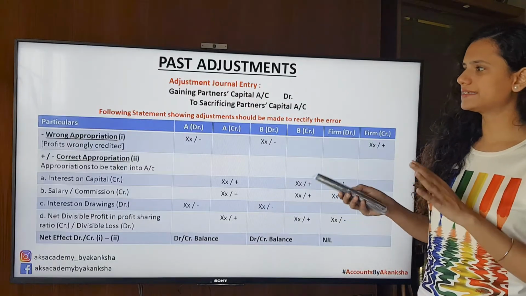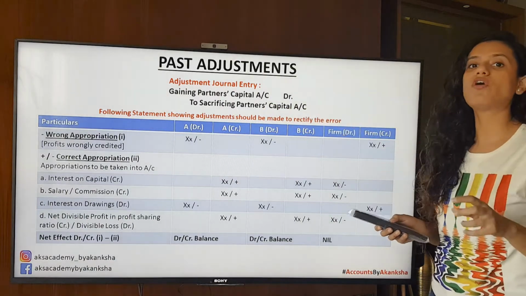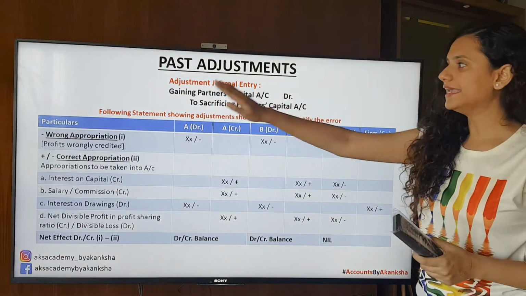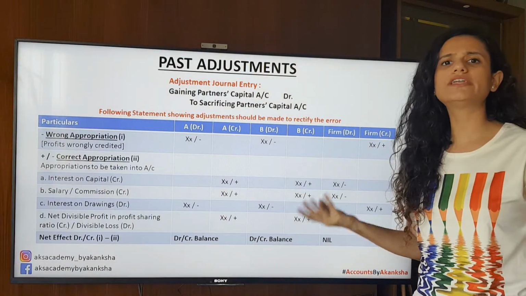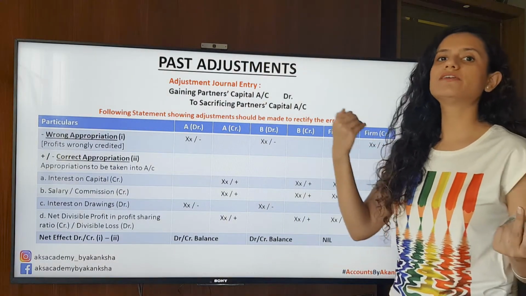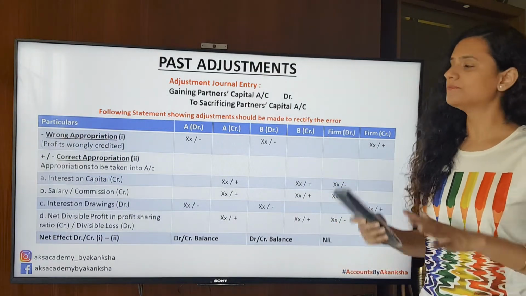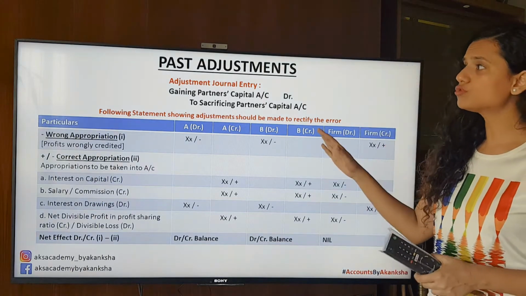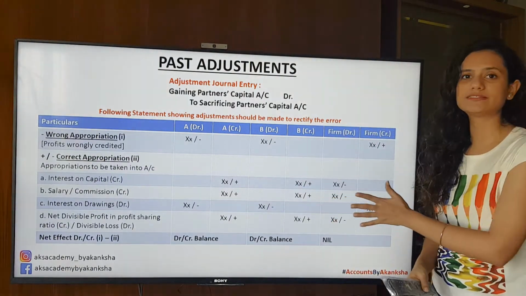Now let's take an example. Okay, before we take an example, this is the adjustment entry for a single entry where the gaining partner's capital account will be debited, because the gaining partner is already in excess. Hence, he will give back to the sacrificing partners whatever needs to be adjusted. Most of the times, past adjustment questions demand you to prepare this table.